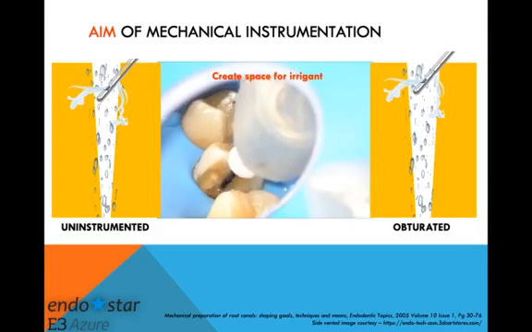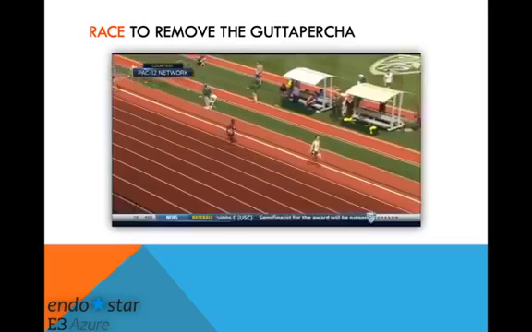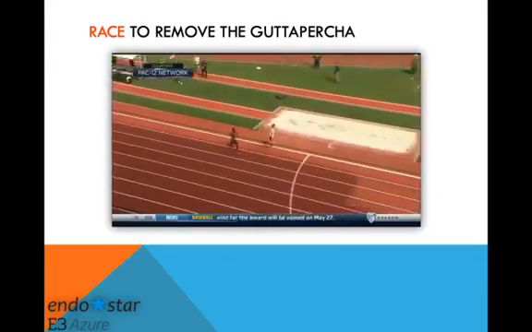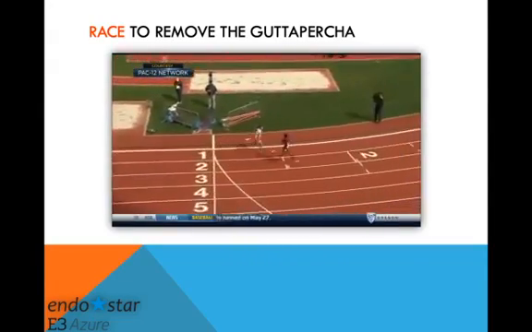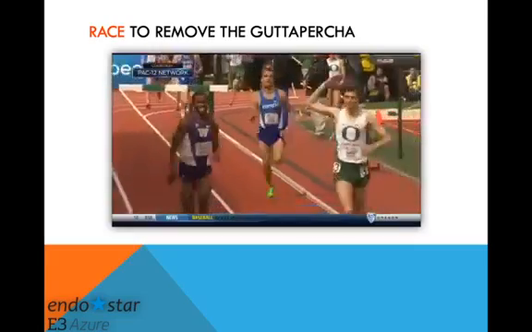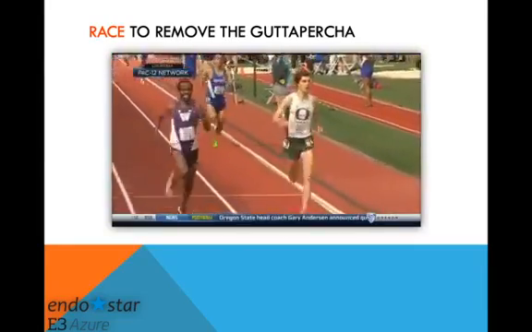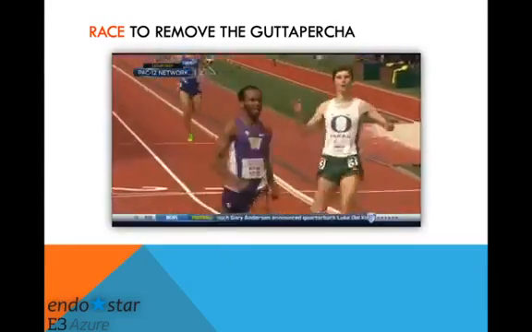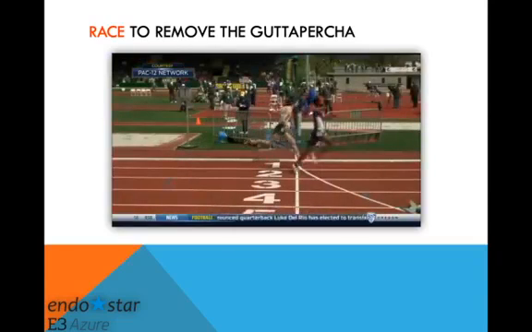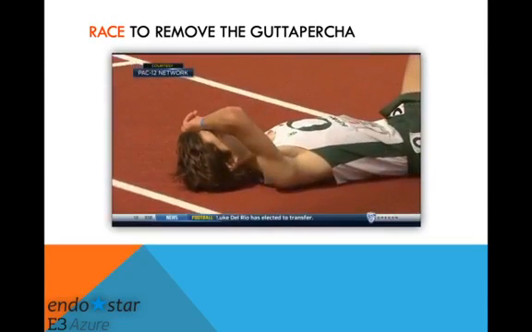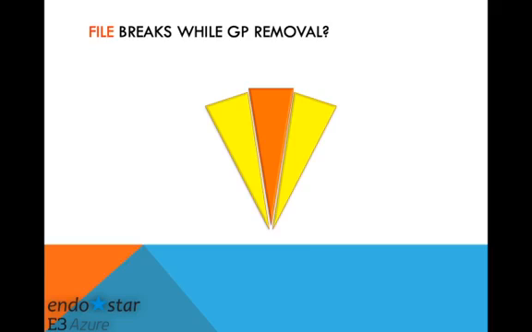Now, suppose I have an obturated case. A common scenario that I have found among most dentists is that there is always a race to remove the gutta percha. Everybody is in a hurry to remove gutta percha as soon as possible and to reach the apical third area as quickly as possible. And in doing so, what really goes wrong is maybe a file breaks. And why does this happen?